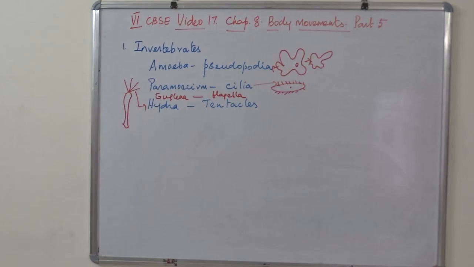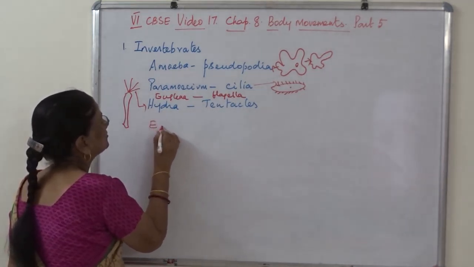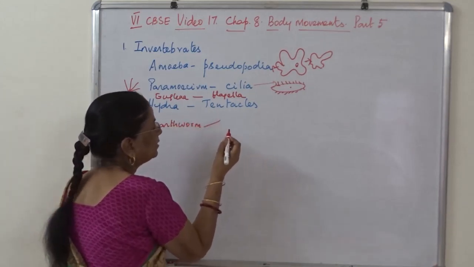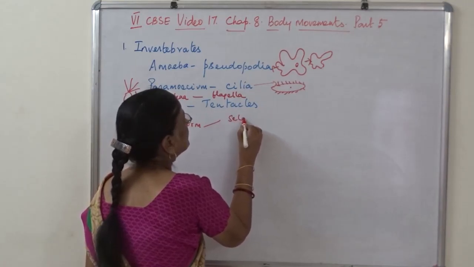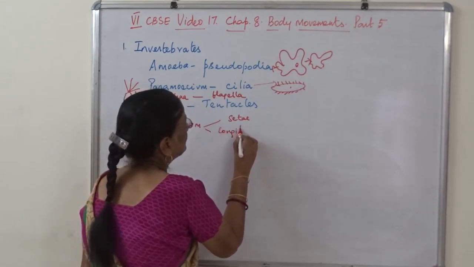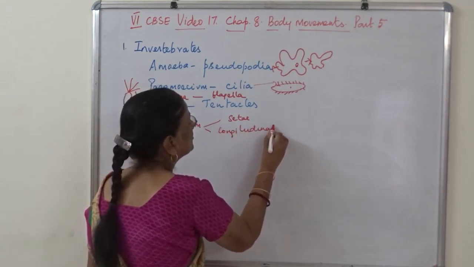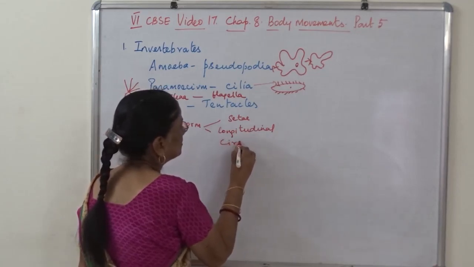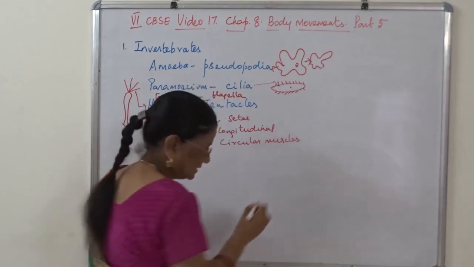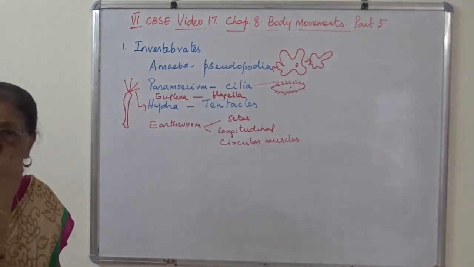Next, earthworm. Movement in animals. The earthworm moves with the help of body setae and longitudinal and circular muscles.